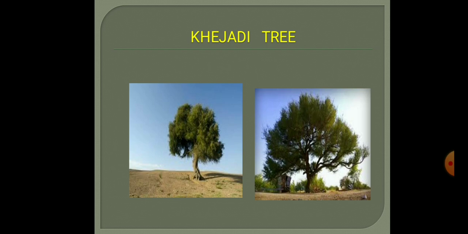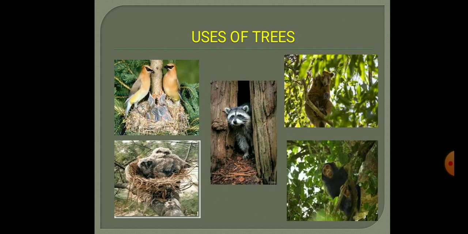Students, you all know that plants and trees are very useful to us. They play a very vital role in our lives. Trees are homes to many animals and birds. In this picture, you can see how the trees are homes for many animals and birds. Animals like monkeys and bears live on the trees. Birds build their nests on the trees. And in this way, many animals survive and live on trees.